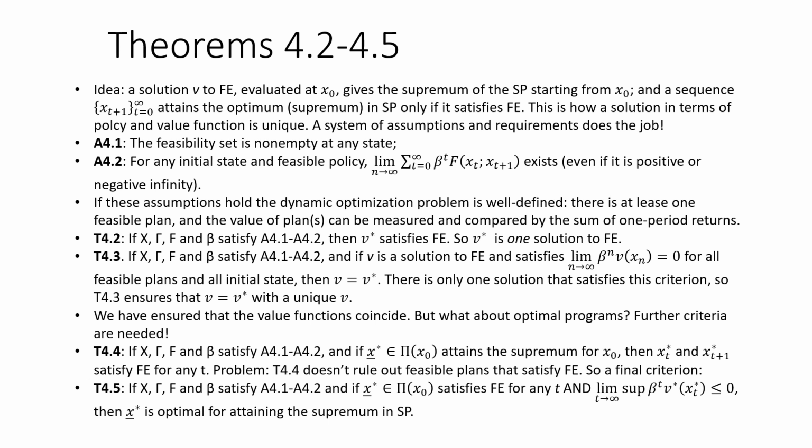I'm repeating, so if there is a feasible plan at any state, the optimizing agent can make a decision at any state, and what is more, the value of the plan or plans can be measured and compared by the sum of one period returns. So this is the reason why assumption 4.2 is so important. This gives us the measure by which we can measure and compare the value of plans.